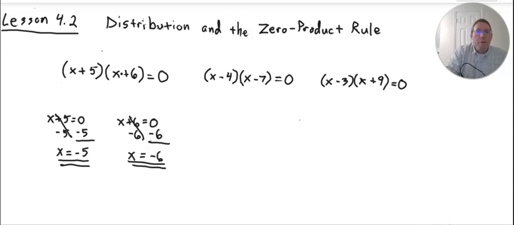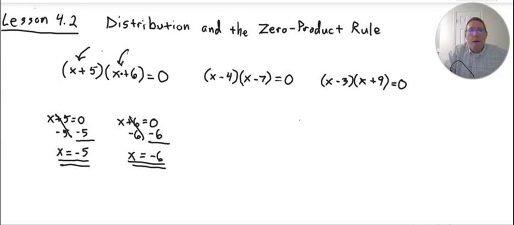And look, if we put a negative 5 in here, negative 5 plus 5 is 0, and 0 times anything is equal to 0. Or if we put a negative 6 in here, negative 6 plus 6 is 0, and 0 times anything equals 0. And that's why these two are the solutions.